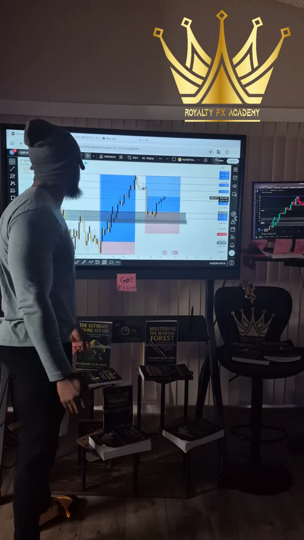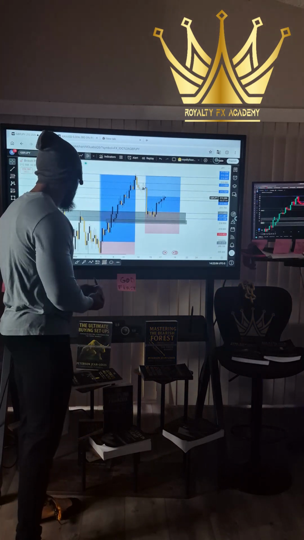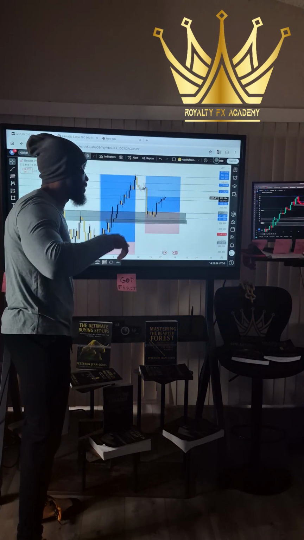Again, I'm targeting the structure point and then see what it will do. Please understand that is a daily structure point, also a monthly and a weekly double top area.